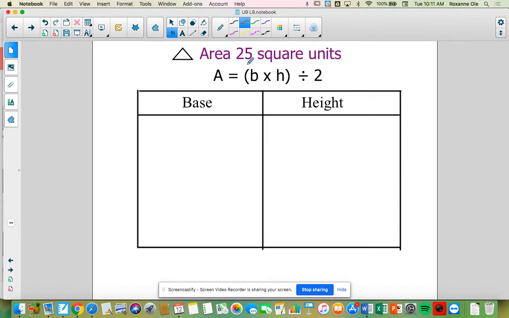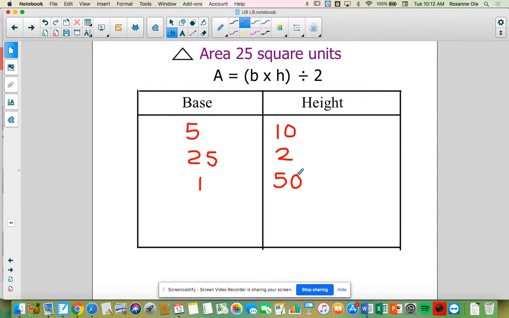So that tells us that these two numbers multiplied together need to equal 50 because it's then going to be split in half and equal 25. So again, let's start with some simple things that would be 50. You could do 5 and 10. You could do 25 and 2. You could do 1 and 50.